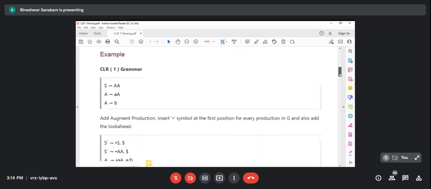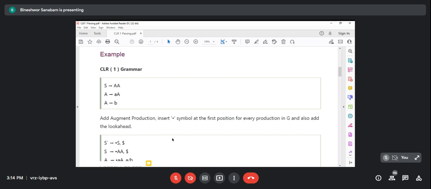Just see this example. This is the same example that we have discussed before, and this is the grammar. S implies AA, then A implies small a A, and then A implies b. This is our grammar. If we try to work it out with CLR1, then as usual we are going to add our augmented production. Our augmented production is S' implies S.